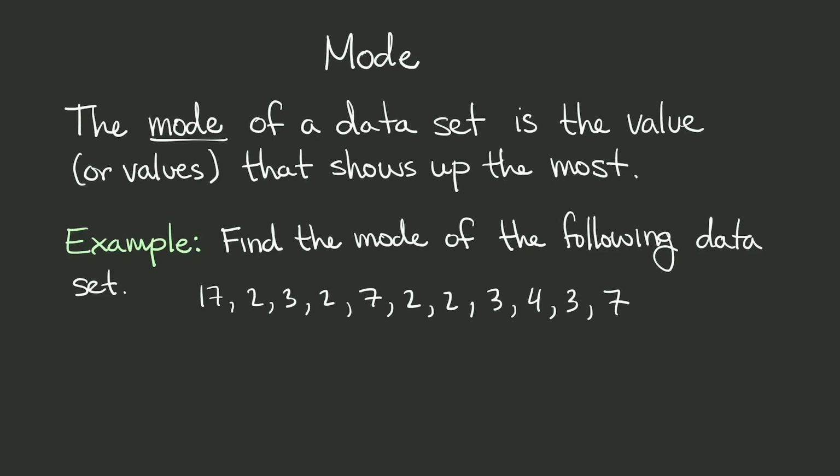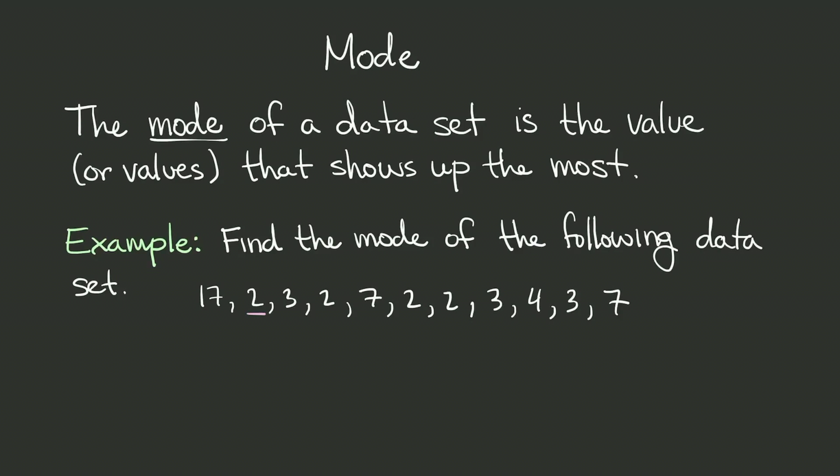The mode tells you which value or values show up the most in your data set. So for example, if we're supposed to find the mode of the following data set, we need to figure out which value shows up the most. Well, it looks like 17 only shows up once, and there are others that are going to show up more than that, so 17 is definitely not the mode.